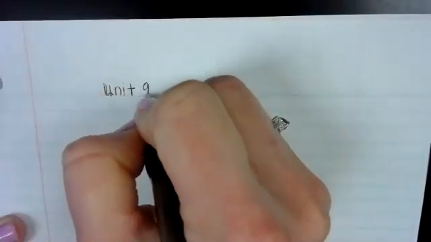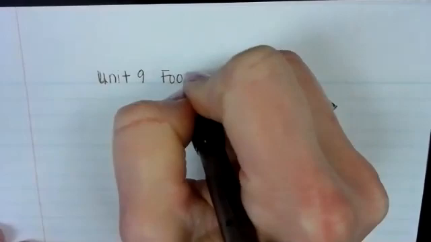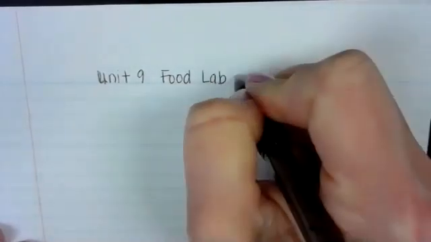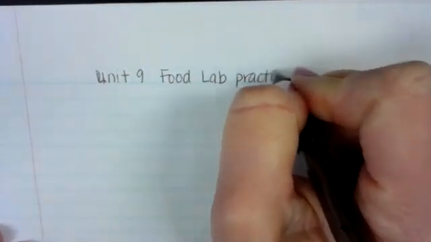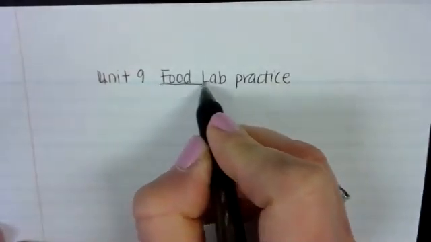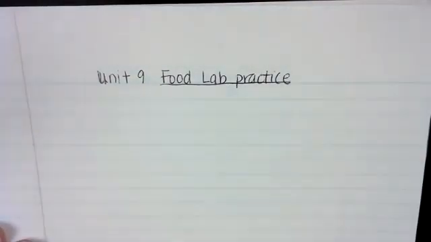All right, so I'm recording this. This is going to be the food lab practice. So again, in your comp book, we want to make sure everything's labeled so that you remember when and where we did this. So Unit 9, Food Lab Practice. And you'll use this practice to help answer and go through your food lab itself.